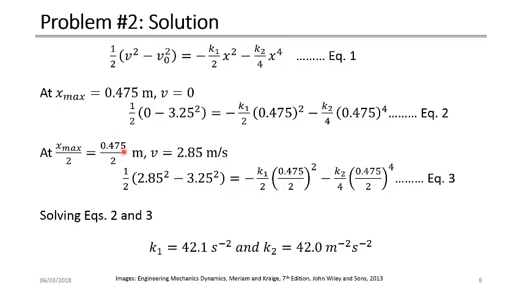Remember that the displacement here in the middle, we just need to divide the maximum displacement by 2, and then substitute it here as well in the last part, which is 0.475 divided by 2 to the power 4 multiplied by k2 divided by 4. So we have equation number 3. All we need to do now is solve equation number 2 and equation number 3 together to get the value of k1 and the value of k2.